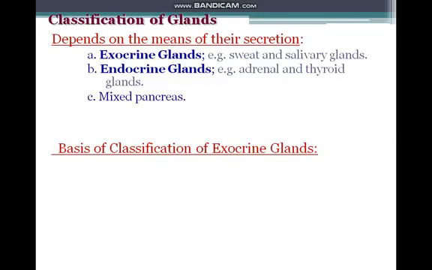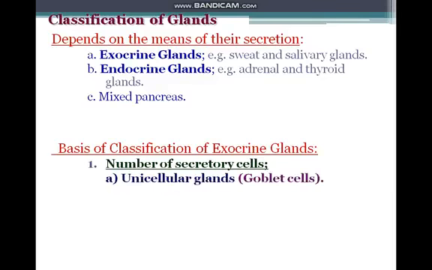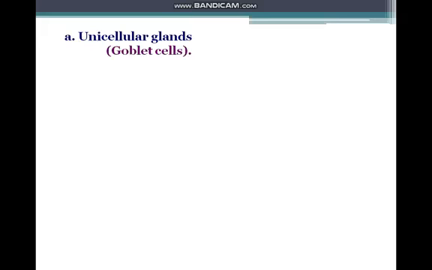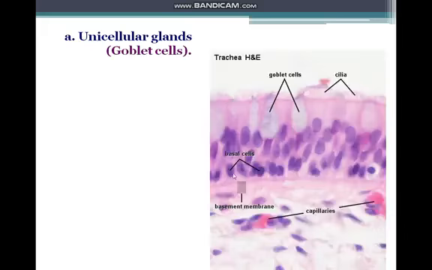The basic classification of exocrine glands, according to the number of secretory cells, divides them into unicellular glands, containing a single cell with a duct portion, and multicellular glands. The unicellular glands are as in goblet cells, found in the lining epithelium in the respiratory system, such as in the trachea. These are unicellular glands with a narrow apical part representing the duct region.